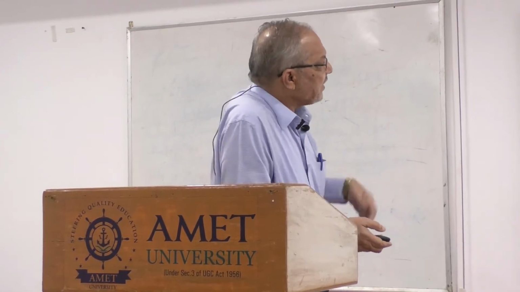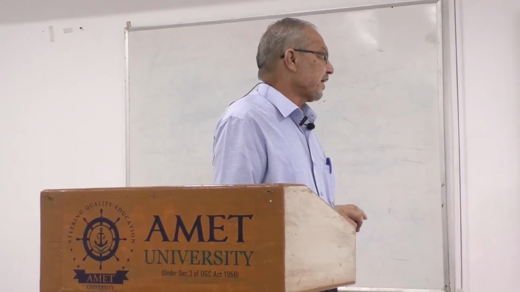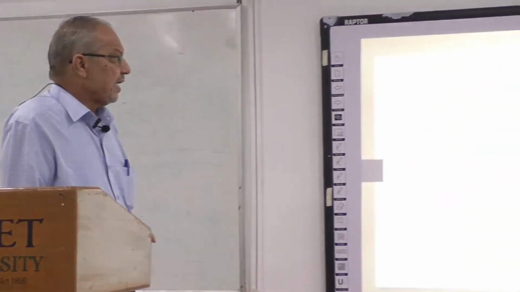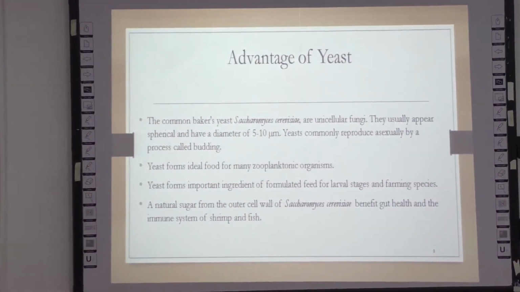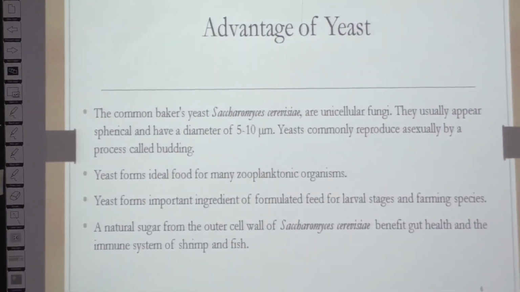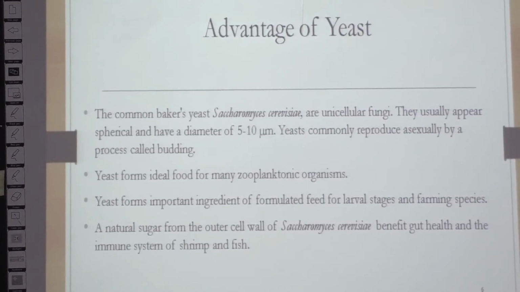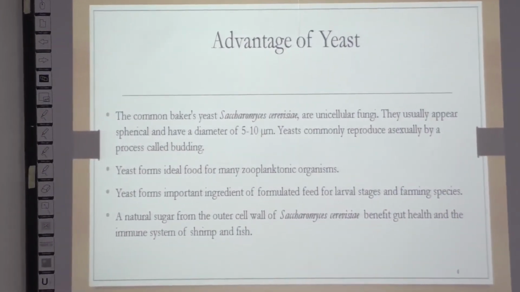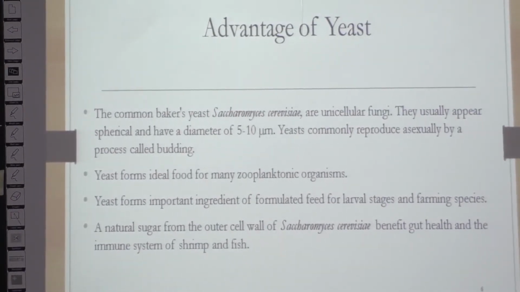Now, what is the advantage of yeast? The common baker's yeast, Saccharomyces cerevisiae, are unicellular fungi, and they usually appear spherical and have a diameter of 5 to 10 micrometer, and they commonly reproduce asexually by a process called budding. Yeast forms the ideal food for many zooplankton, which again happen to be the live feed for the fishes.